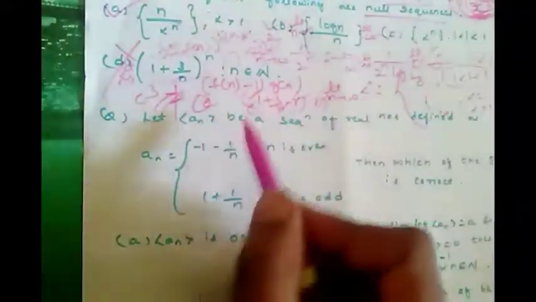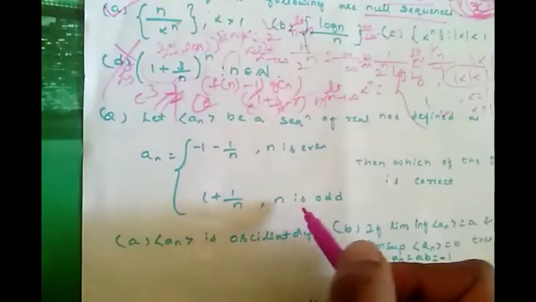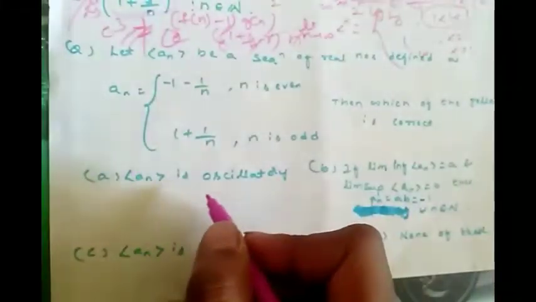Let a sequence an be a sequence of real numbers defined as: an is equal to -1 by n if n is even, and n plus 1 by n if n is odd. Then which of the following is correct? Option A is the given sequence is oscillatory. If we apply the limit n tends to infinity, we get -1, and along the other subsequence we get 1. Therefore we get different values. The sequence oscillates between -1 and 1. Therefore option A is the correct option.